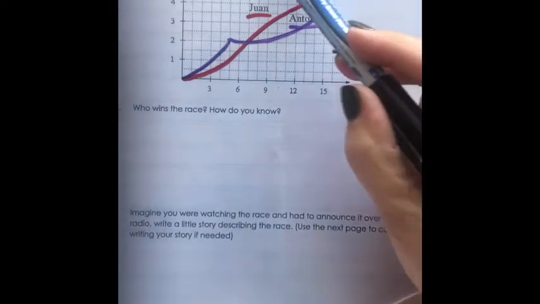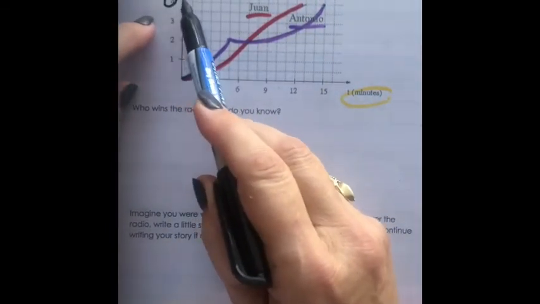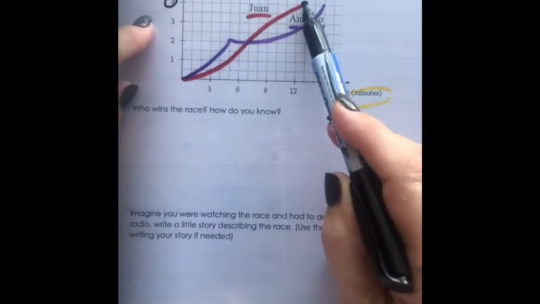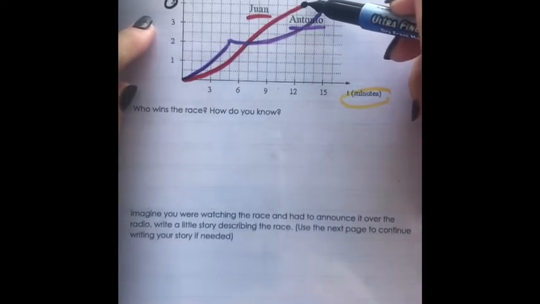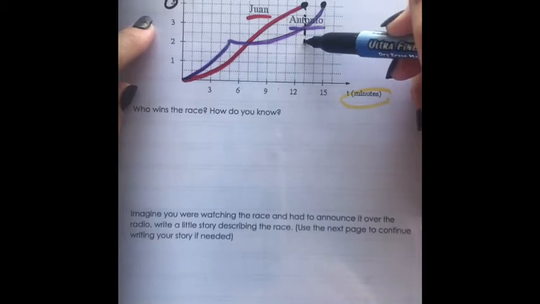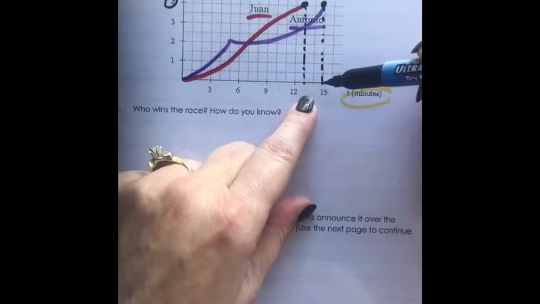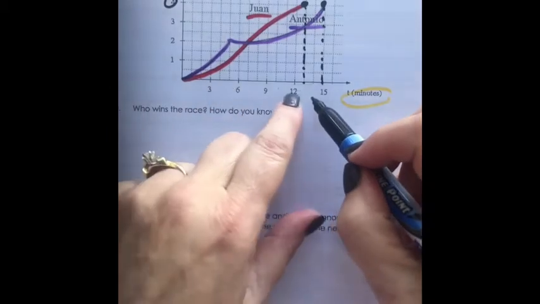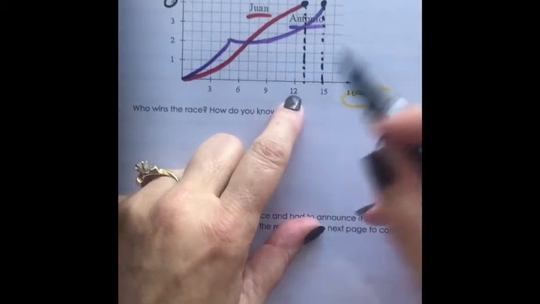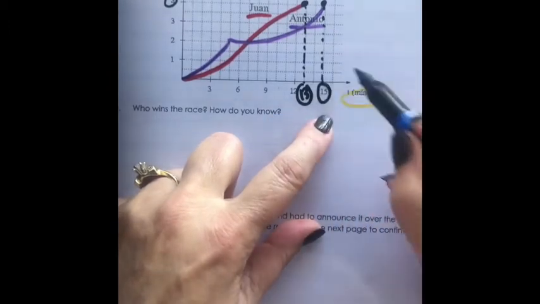The race is only 4 miles. So if we go to our distance and we see here 4 miles, and we follow that, we can see these are the 2 points at which they finish at 4 miles, when Juan reaches 4 miles and when Antonio reaches 4 miles. If we follow that down to our time, we can see the times for each one of them. Because each block is worth 1, 9, 10, 11, 12, this here for Juan would be 13 minutes, and Antonio would be done in 15 minutes.